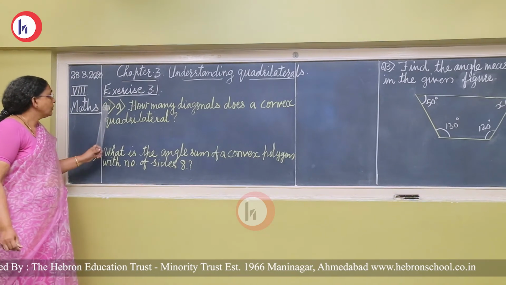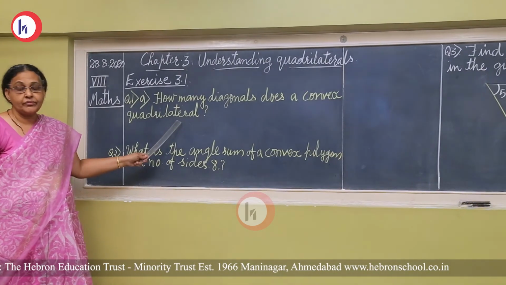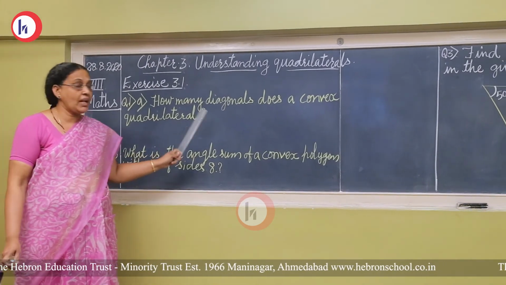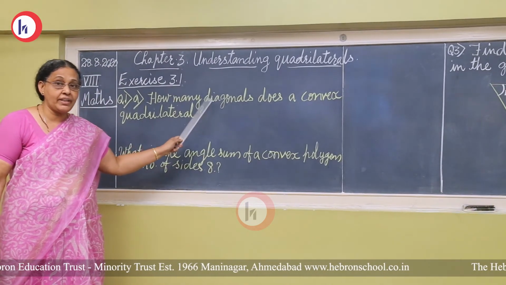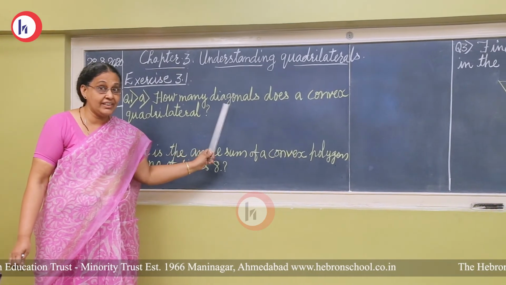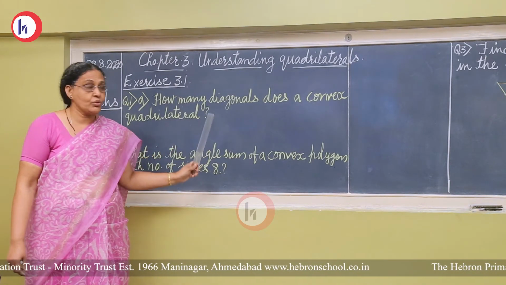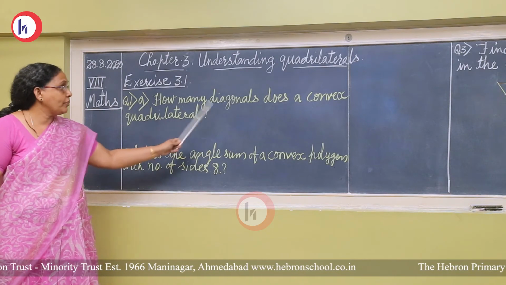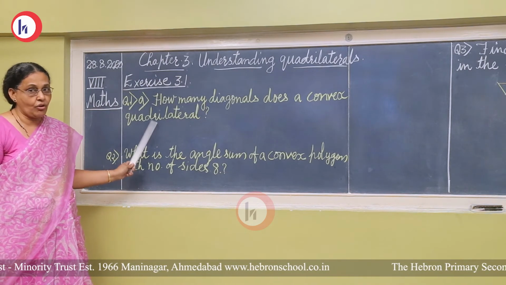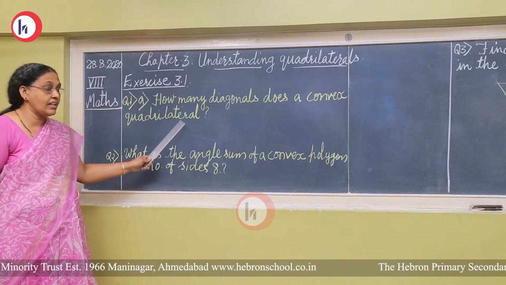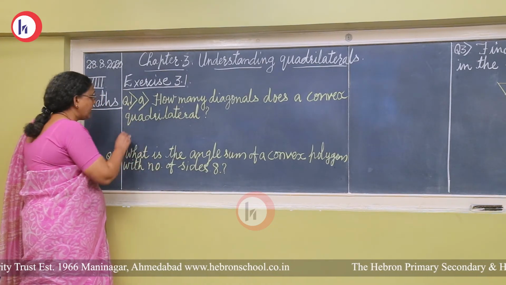How many diagonals does a convex quadrilateral have? You must be remembering that. What is the formula to find out the diagonals of a convex quadrilateral? Yesterday we have learnt it is n into n minus 3 upon 2. So using that formula we can find out how many diagonals a convex quadrilateral has, and n is the number of sides. Now how many sides are there in a quadrilateral? Quadrilateral has 4 sides.